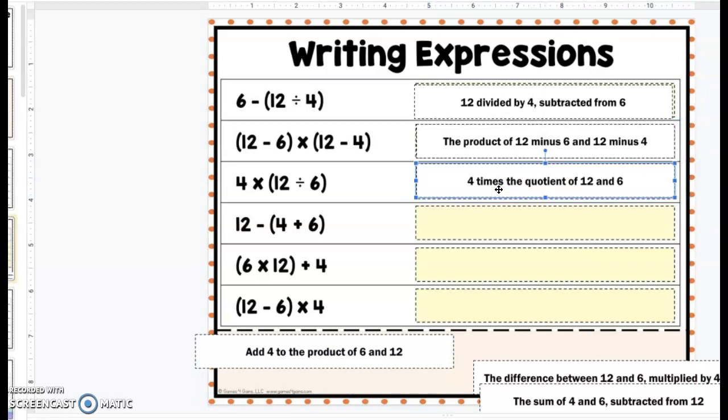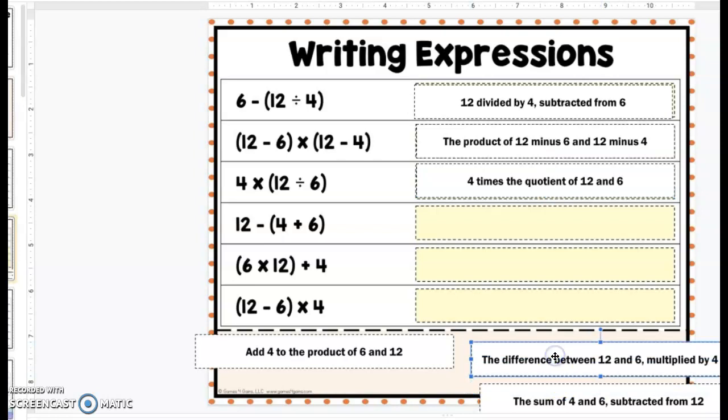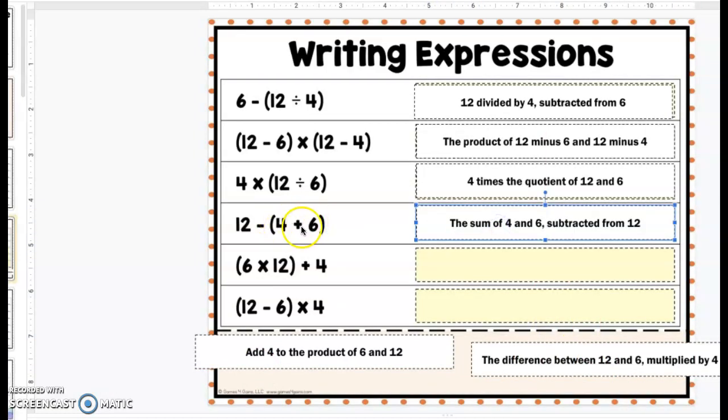12 minus 4 plus 6. 4 plus 6 is 10. Let's see. Best one. The difference. Here it is. The sum, that means adding, of 4 and 6. And then you take away from 12.